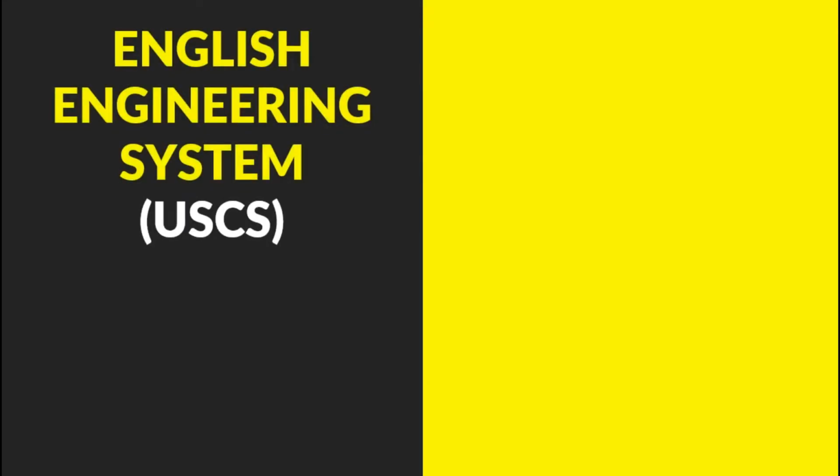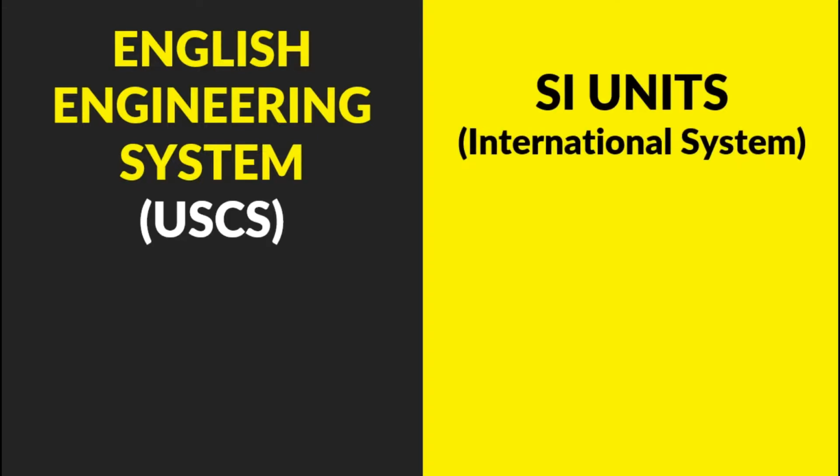We have two primary sets of units, namely the English Engineering System or the USCS, which stands for United States Customary System. We also have SI units or the International System units, also known as the metric system.